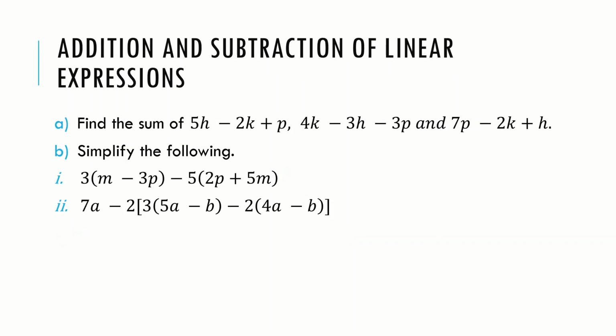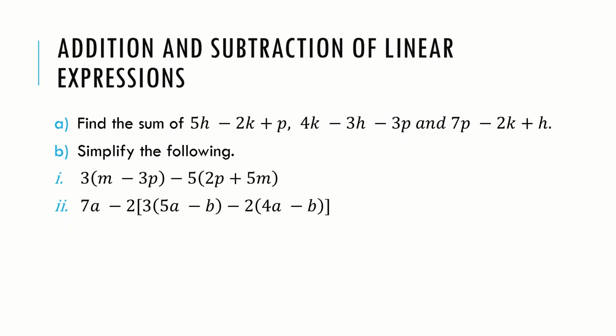Right, next. What about addition and subtraction of linear expressions? There are three examples here. Find the sum of 5h minus 2k plus p, 4k minus 3h minus p, and 7p minus 2k plus h. You've got to add the three algebraic expressions together to find one expression only. For part B, simplify the following expressions. Part 1 is 3 bracket m minus 3p close bracket minus 5 open bracket 2p plus 5m close bracket. And for part 2, 7a minus 2 bracket 3 bracket 5a minus b close bracket minus 2 bracket 4a minus b close bracket.